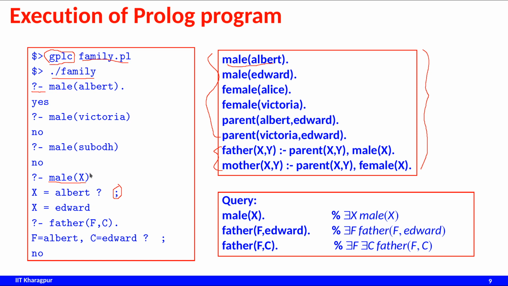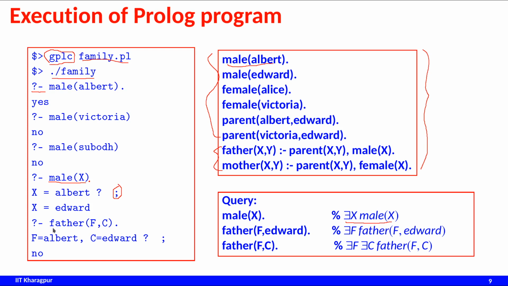So the question is, when we write this, I missed a dot here, so there will be a dot in this part. When my query is male X, it effectively means I am asking: does there exist X such that male X is true? So when we define these rules, there is an implicit for all X, and when I'm asking a query, it is implicitly there exists.